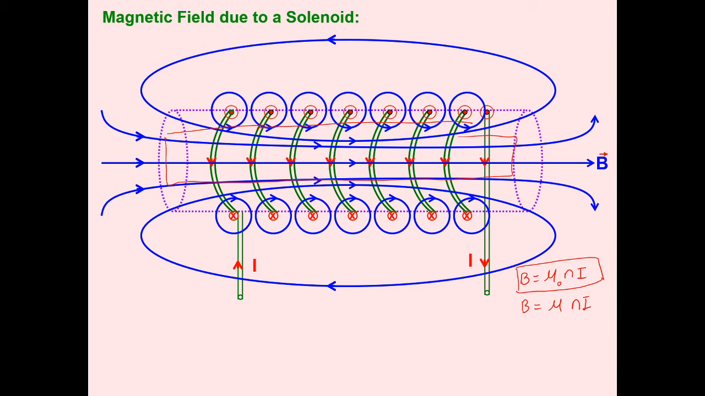So greater the value of mu, greater the magnetic field you are going to get. That means the ferromagnetic material having a high value of mu produces a very high magnetic field. And this magnetic field also depends on n, the number of turns per unit length, and I is the current passing through the solenoid.